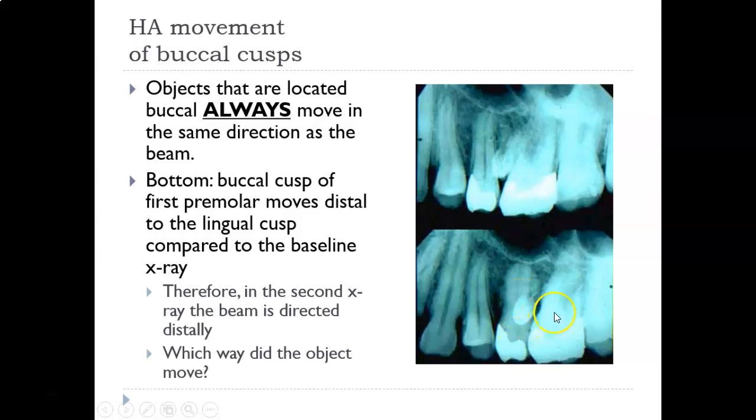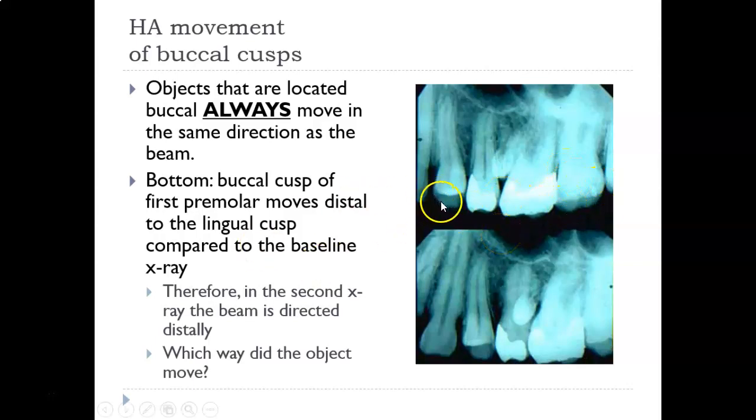in the mouth. I know that it's hard. I wish that I could draw it out while I'm talking, but that's basically how we can tell if this object here, I'm losing my mouse, if this object is more buccal or lingual. We look at something that we know is stable, something that we know is buccal.